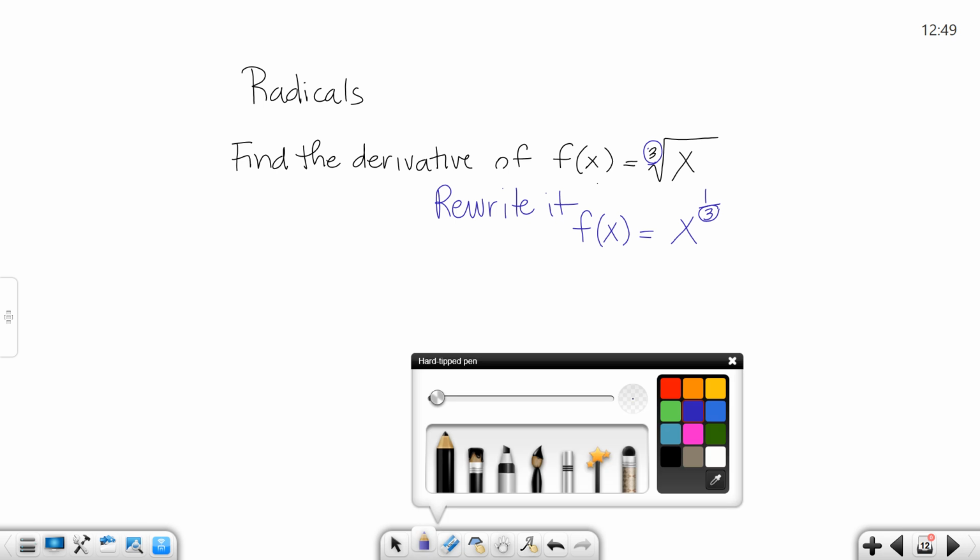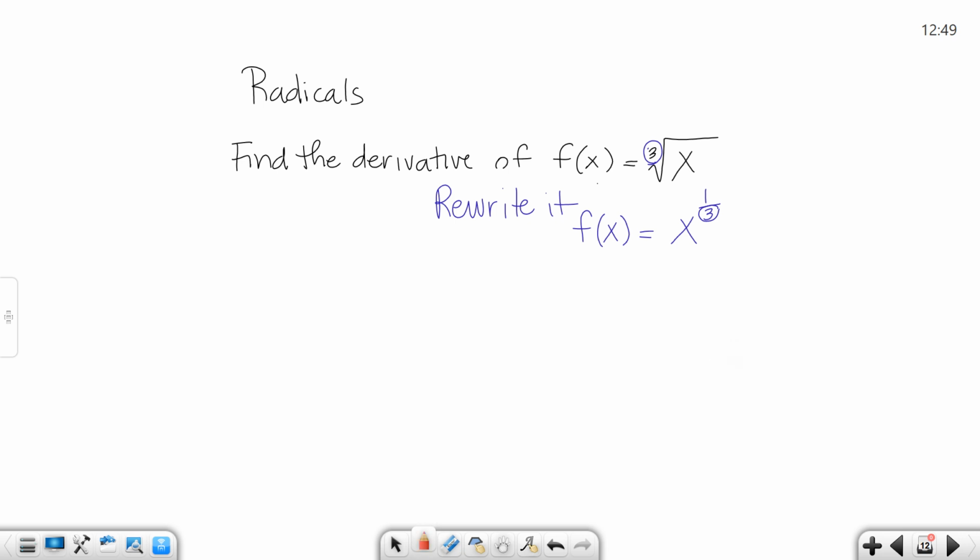Now that's algebra. That is not your answer. You haven't even touched calculus. You haven't even touched the derivative. Step 1 is to rewrite it in a usable form. So now that we've rewritten it, now we can take the derivative. The first thing you're going to do in the derivative is bring your power down. Well, right now your power is 1/3.